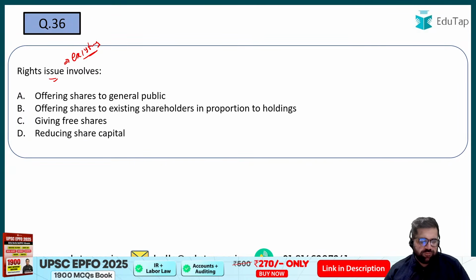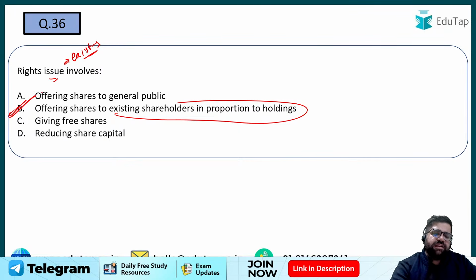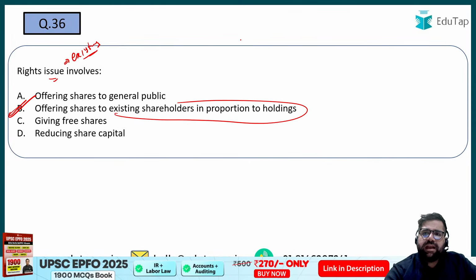Right issue will be given to whom first? Yes, right issue is like offering shares to the existing shareholders in proportion to their holding. So the correct answer will be option number B. Right? चलिए, right issue again. In right issue, you will be collecting money.